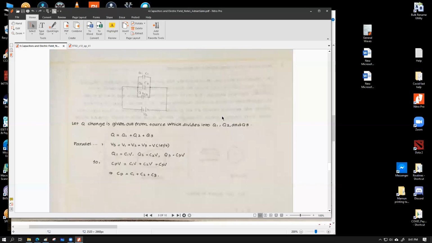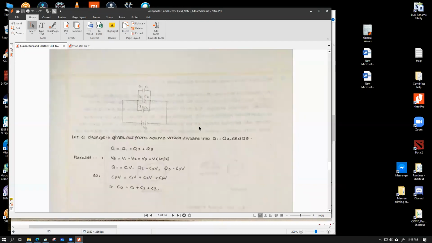Sir, can you call this the total capacitance of the circuit? Of the series combination. The series combination. Okay. Now everyone have a look at this one and see if you can make sense out of it.